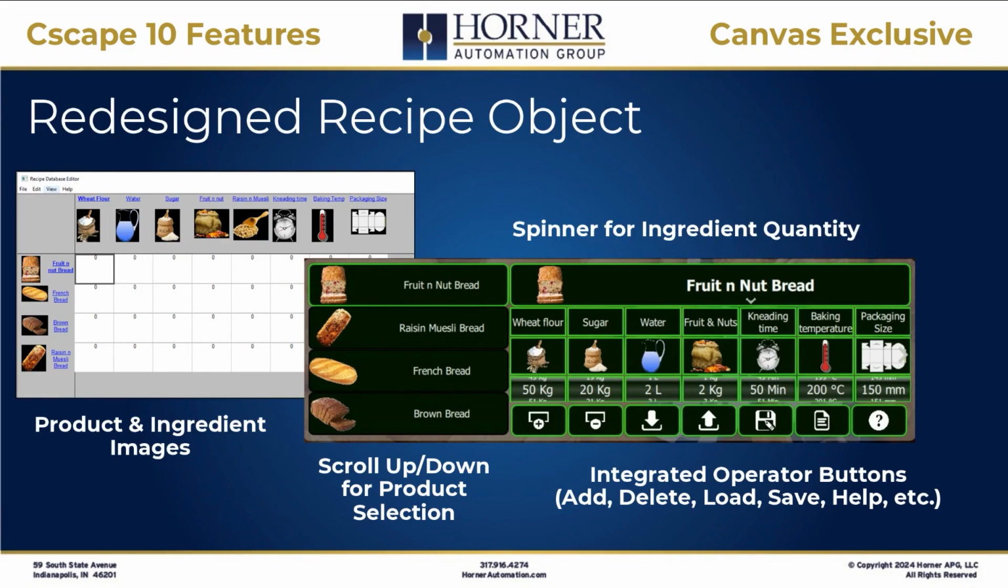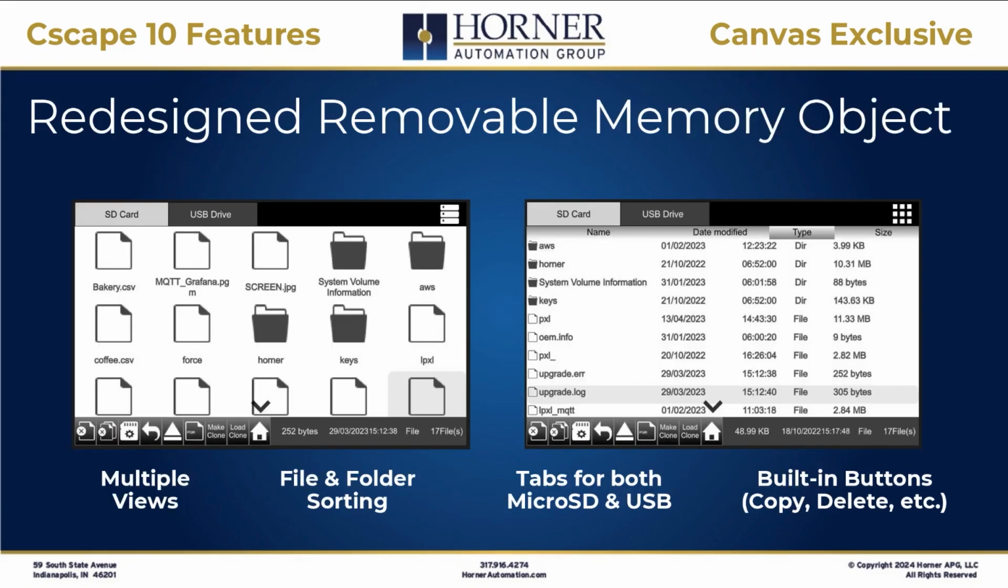As users are changing the quantity of ingredients, if you choose, you can make that a tumbler type or a spinner type control for doing those edits if you'd like. And you've also got some integrated operator buttons included with the object for doing things like loading a specific recipe or saving a recipe if you've made changes to it, maybe adding a new recipe based on an existing recipe. And if they're not sure what button does what, there's also a help button that's included, so they can press that button and it'll show you what the functionality is for each of those other buttons, which is really useful. So the recipe object has been completely redesigned.